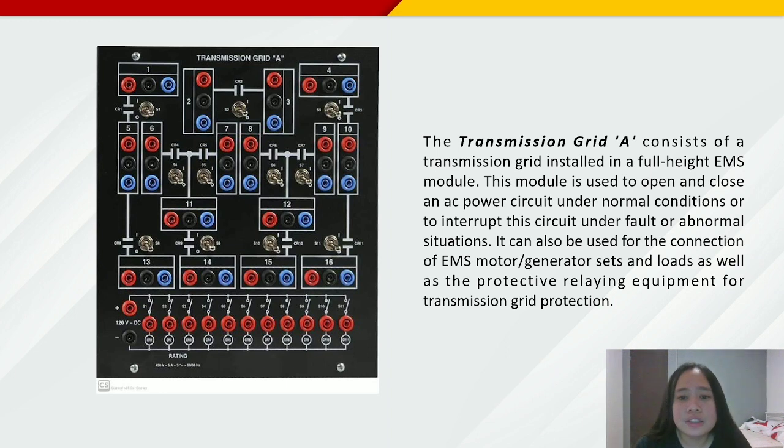The next is the transmission grid A. This consists of a transmission grid installed in a full-height EMS module. This module is used to open and close an AC power circuit under normal conditions or to interrupt this circuit under fault or abnormal situations. It can also be used for the connection of EMS motor or generator sets and loads as well as the protective relaying equipment for transmission grid protection.